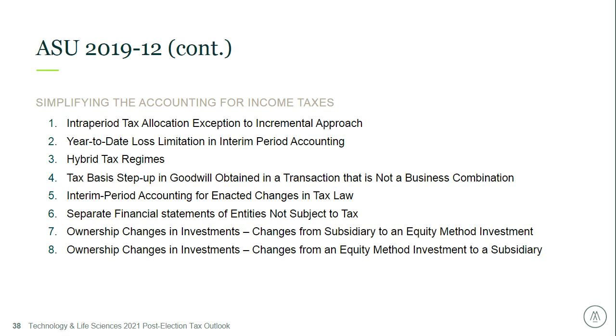The second item here is removal of year-to-date loss limitation in interim period tax accounting. This would occur when an entity incurs a loss on a year-to-date basis that exceeds the anticipated loss for the full year.